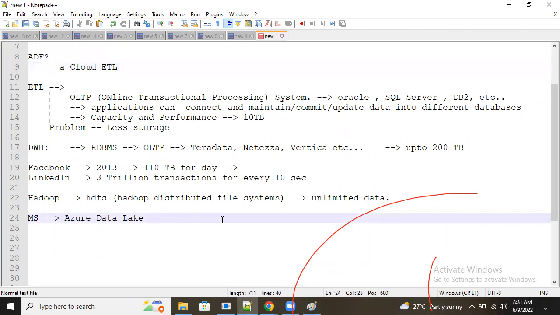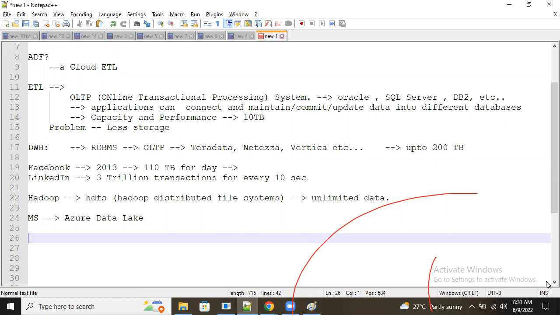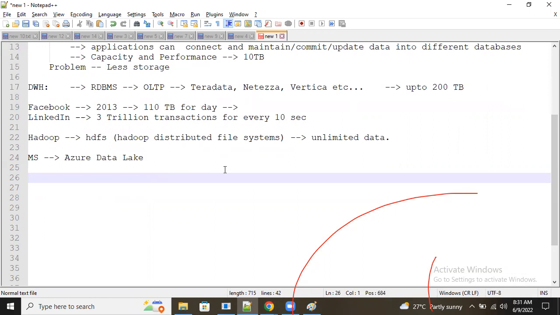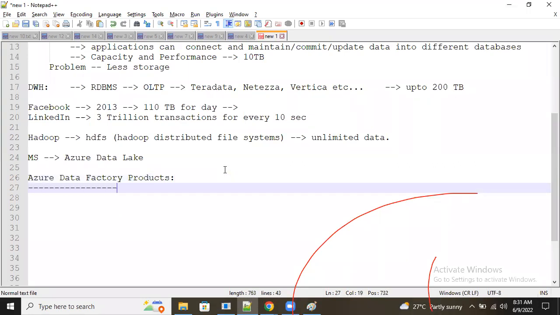Next concept. Shall I proceed? If you don't have any questions, I'll proceed to the next point. Now observe here. You are done with the ETL part. Next one: data engineering, or else Azure Data Factory products.